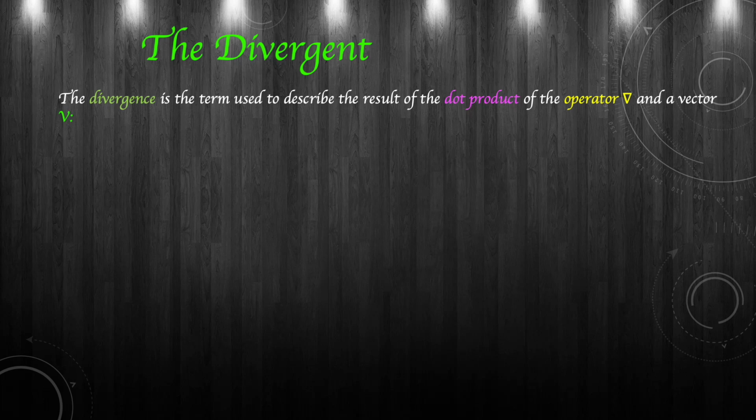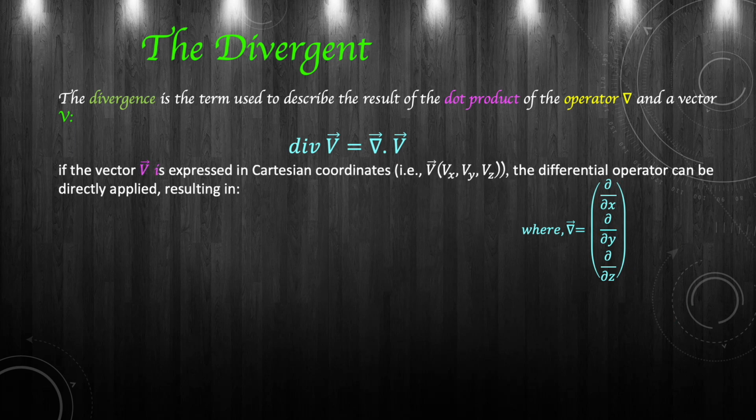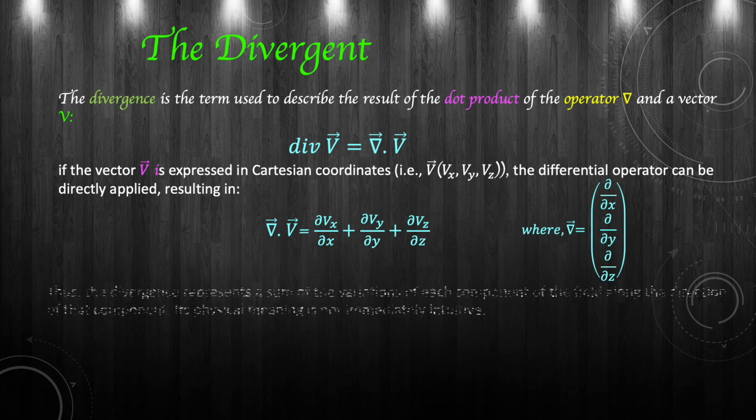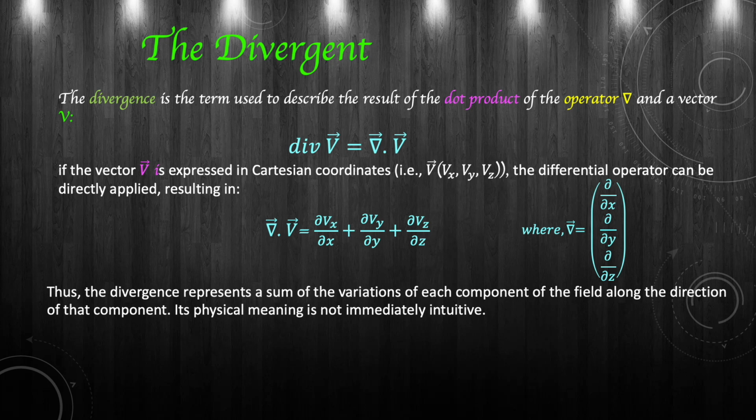Now let's get started. The divergence is the term used to describe the result of the dot product of the Nabla operator and a vector v. It is a scalar quantity. If the vector is expressed in Cartesian coordinates, the differential operator can be directly applied, resulting in the following formula. It essentially represents the sum of the variations of each component of the field along the direction of that component.